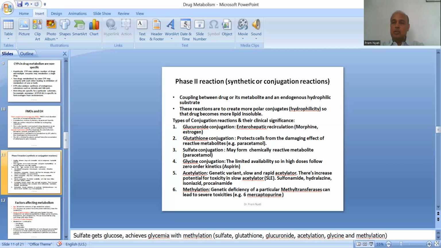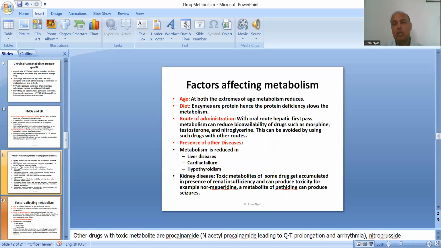Then the next conjugating process is methylation, where in some patients there is genetic deficiency of a particular methyltransferase, that can lead to severe toxicity, for example, in case of mercaptopurine. So they are the phase 2 reactions and their clinical application.